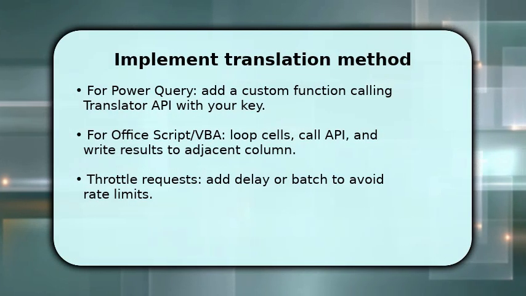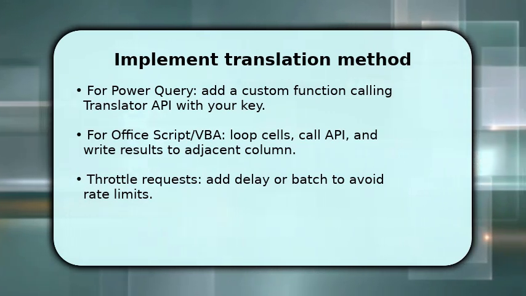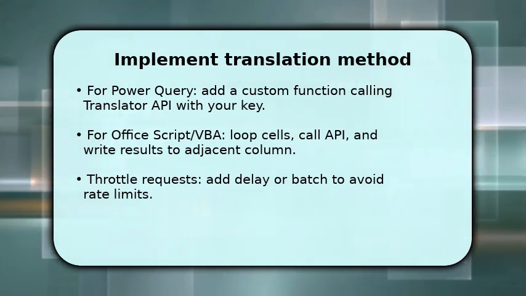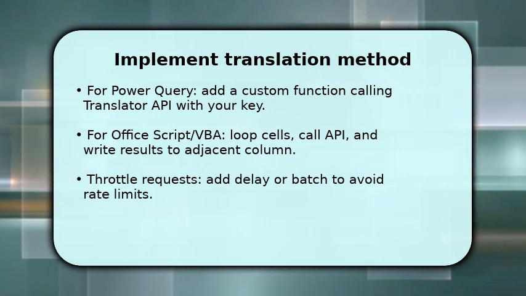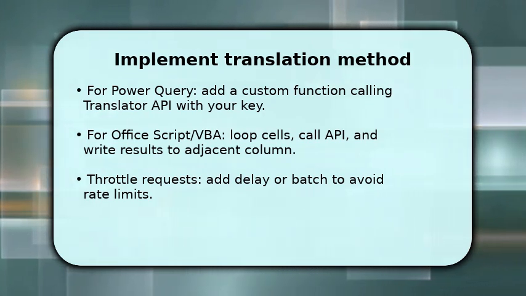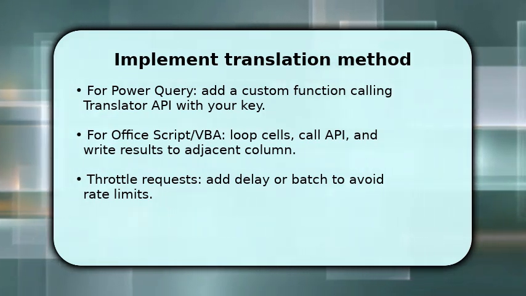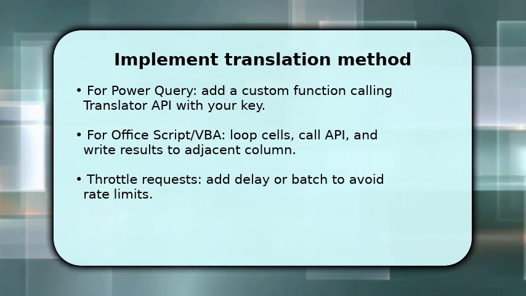With Power Query, create a custom query function that sends each text value to the translator endpoint using your API key. Then invoke that function across the selected column, expanding results into a new column for translations.